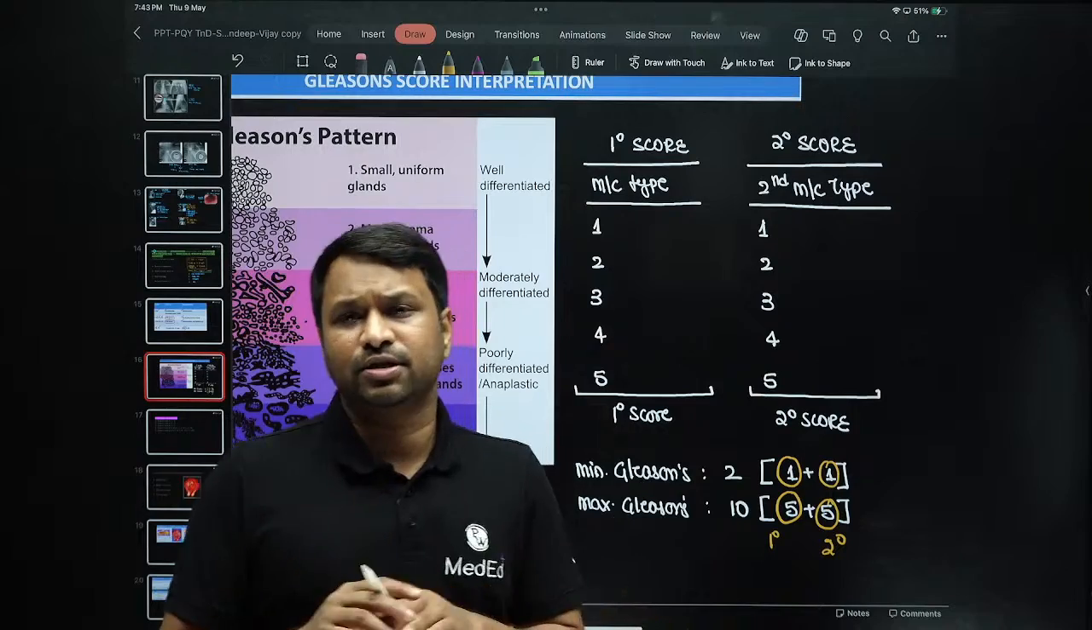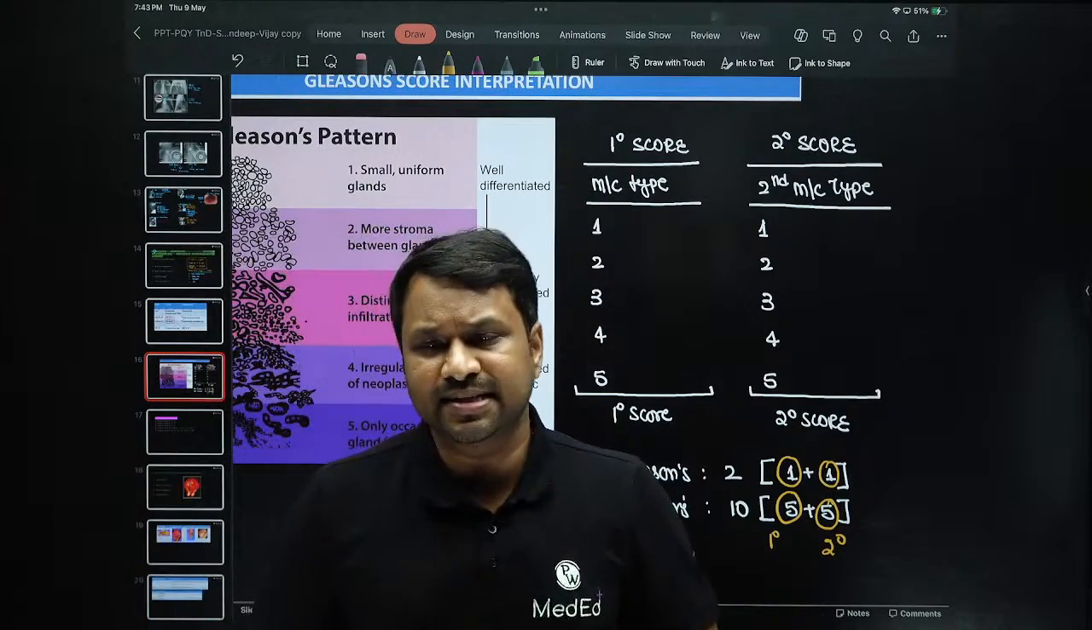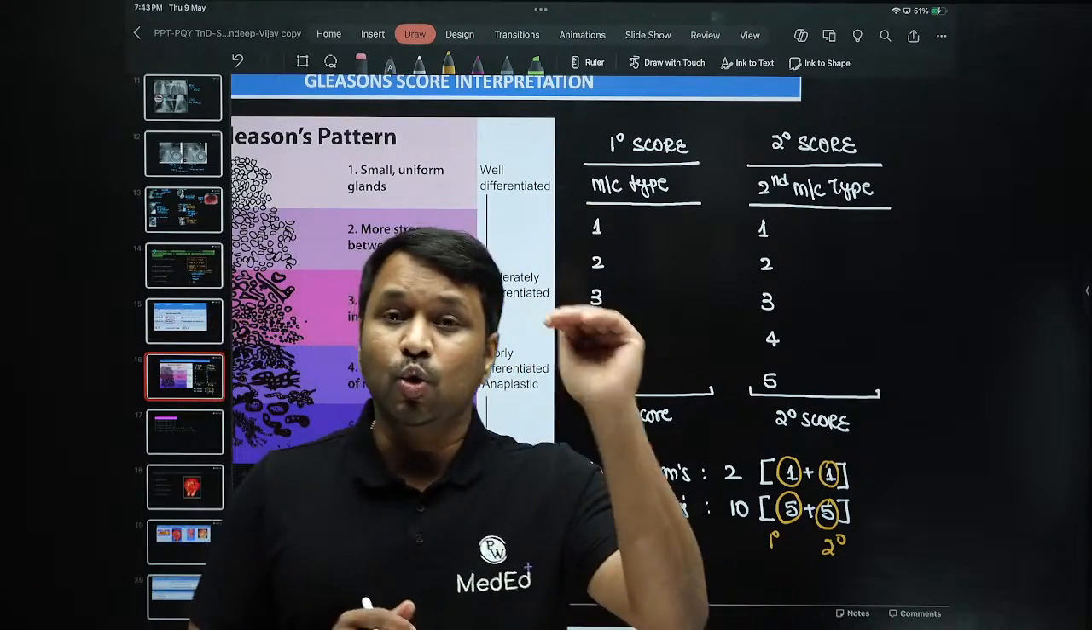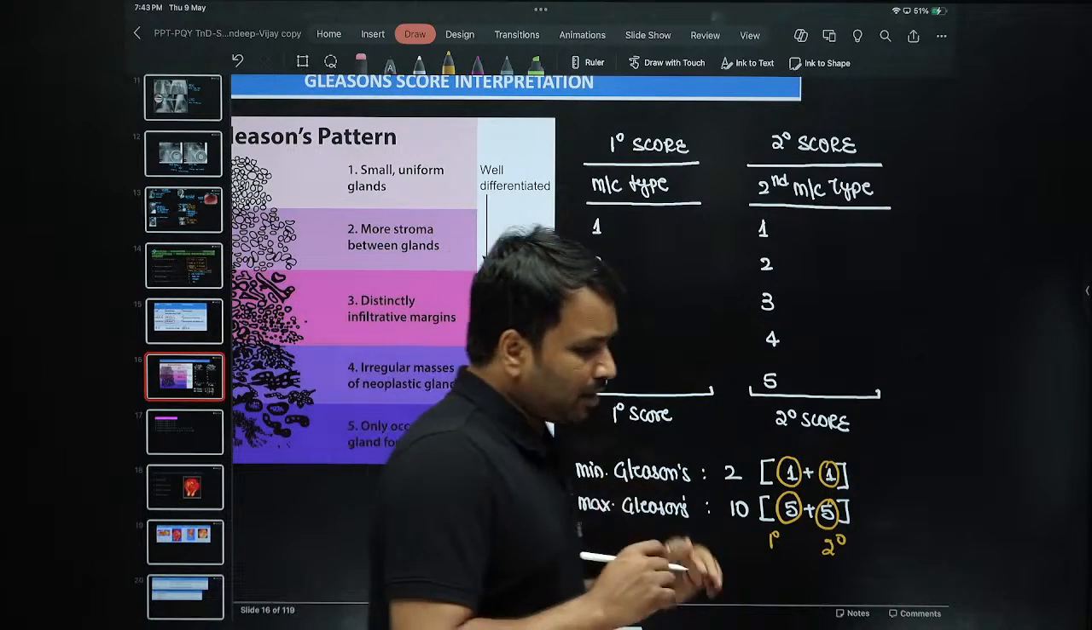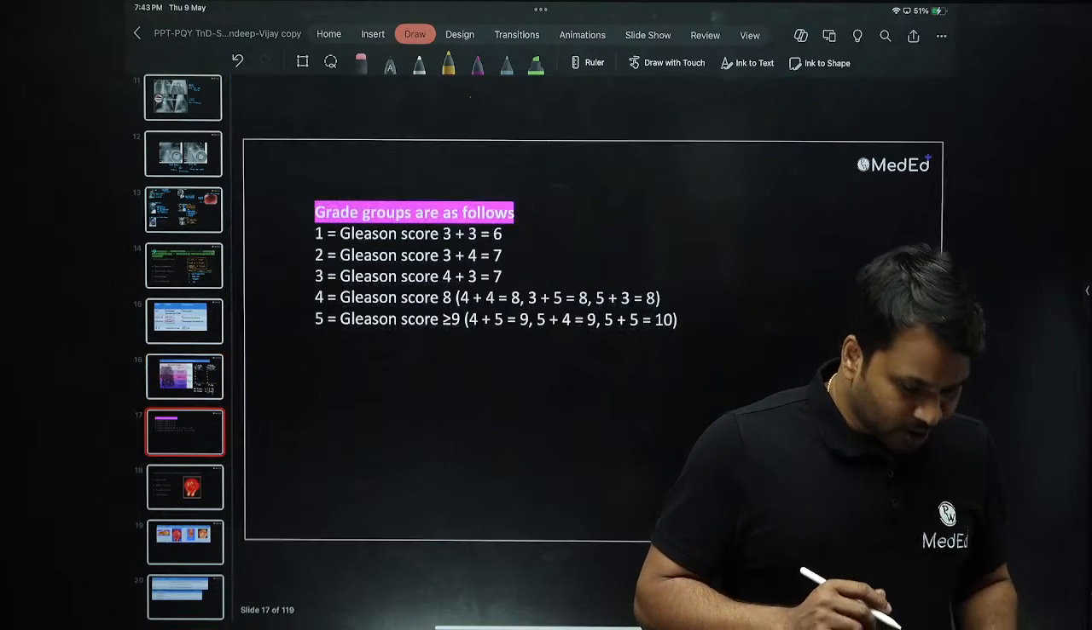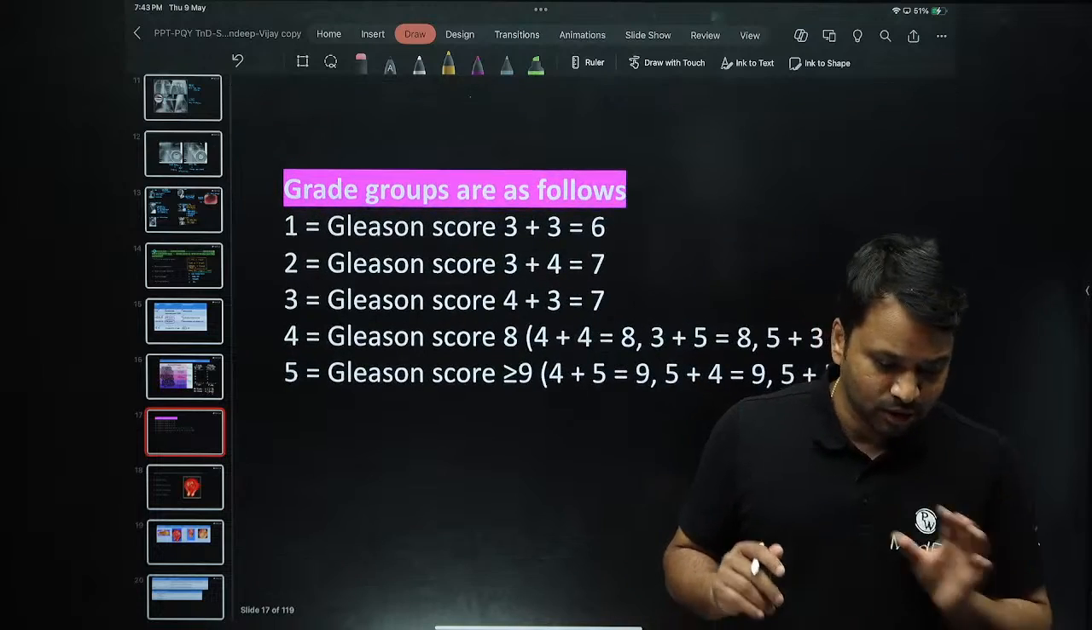So when you have a tie, let's say there are two patients, both their Gleason's are 7, right? Who is going to have a better prognosis? Whoever has a lesser primary score. Okay, the primary score is the detrimental factor. So that is why we have the Gleason's group, right?